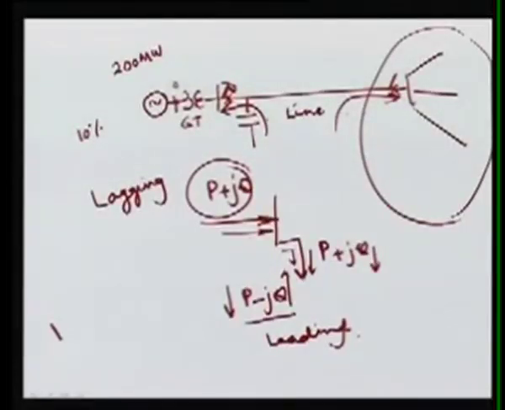To reduce the loss, we have to go for high voltage, because P is related to V into I cos phi. If you want to increase the power, there are two options: either you can increase the voltage or you can increase the current, or you can increase both. Increasing the current directly increases the I squared R loss, which will be very high. So normally we try to keep the current constant and increase the voltage.